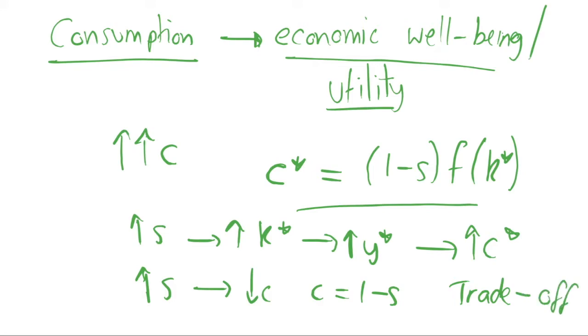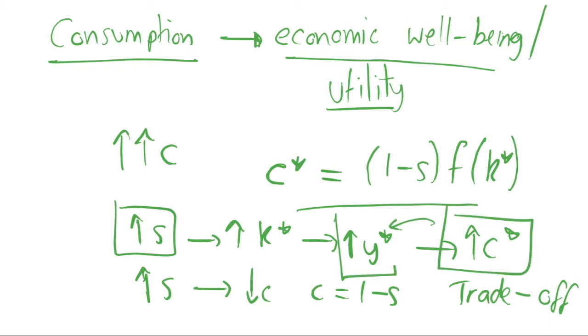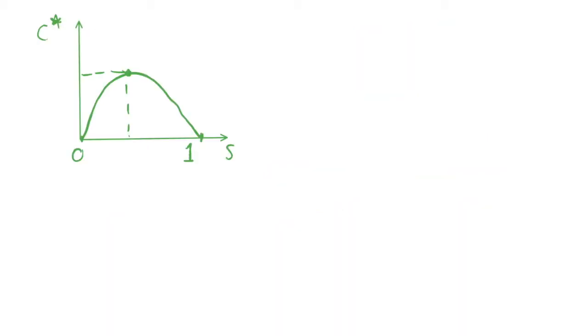By increasing savings, we can increase future consumption by increasing output per capita. So more output means there's more available to be consumed, but increasing savings means that we're saving instead of consuming. So we need to come up with a way to find the maximum point. Where is the most consumption? Which steady state gives this? So this trade-off will look something like this diagram.